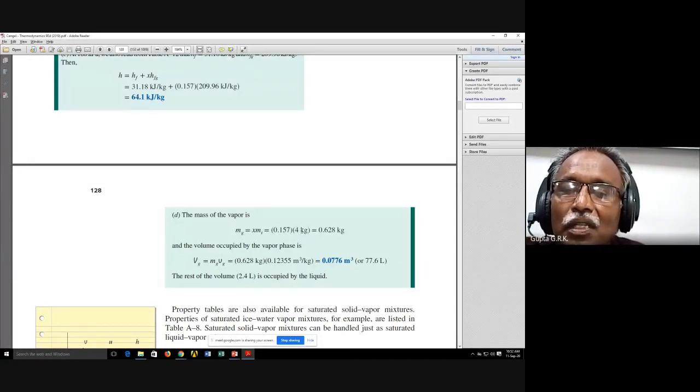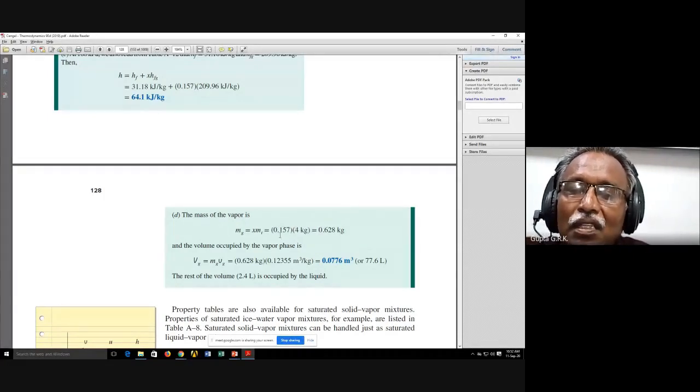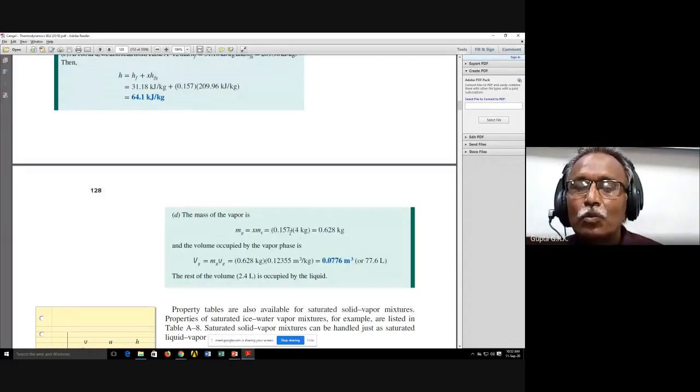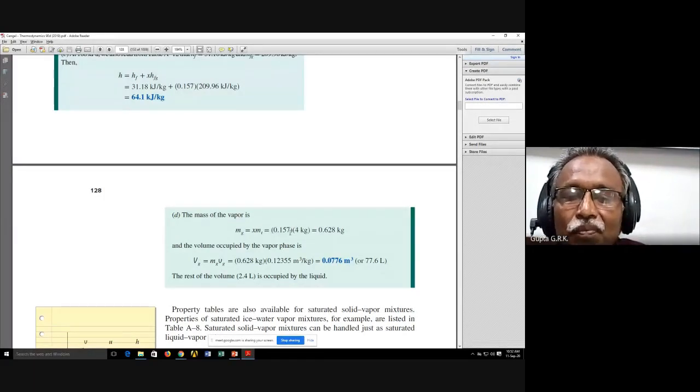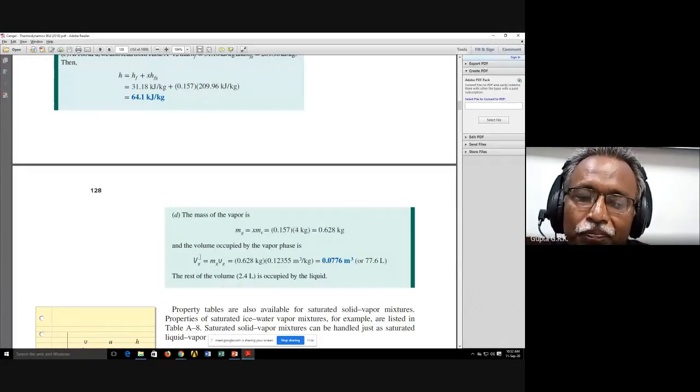M is the total mass. So this part of the total mass of 4 kgs is the mass of water vapor. Because 0.157 is a very small value, vapor is less and liquid is more. And the total volume occupied by the vapor phase is V is equal to mg into vg. Vg is already known, mg is calculated here, so I can calculate the total volume occupied by the vapor.